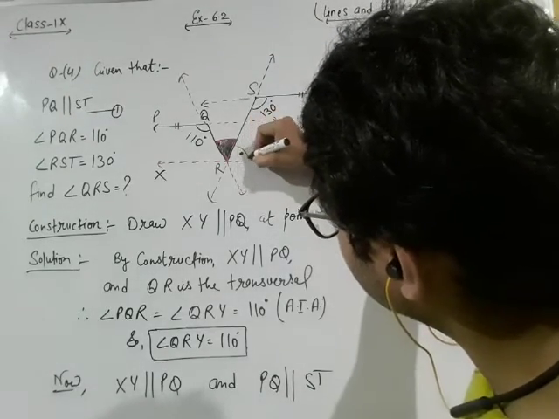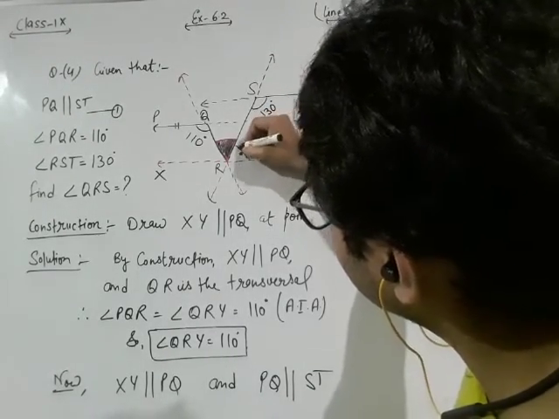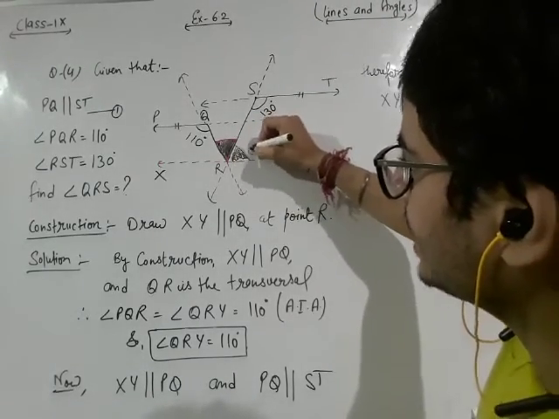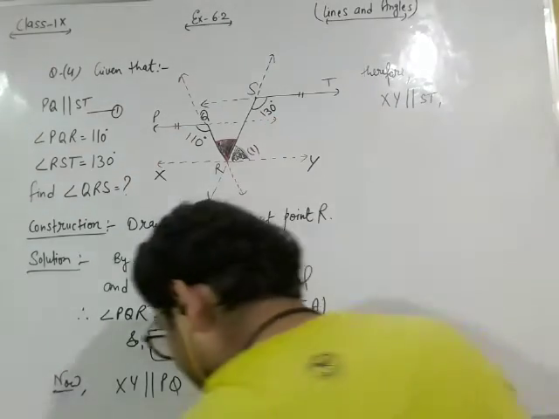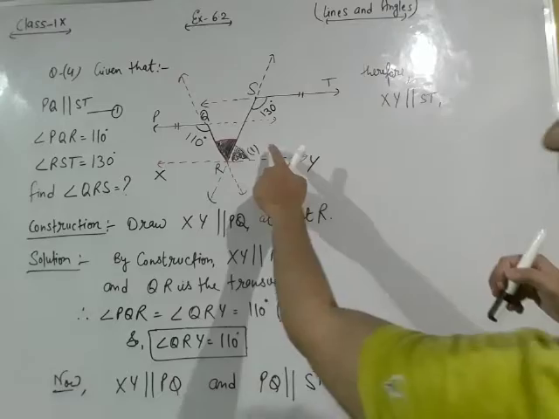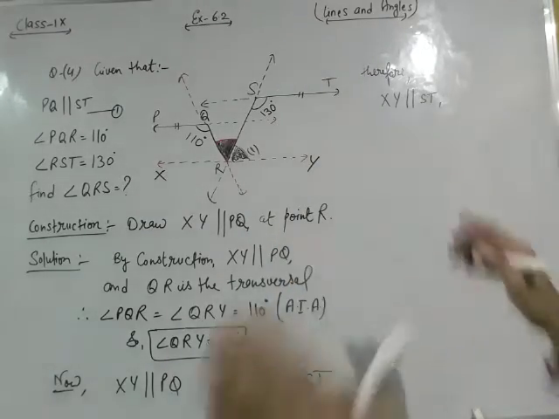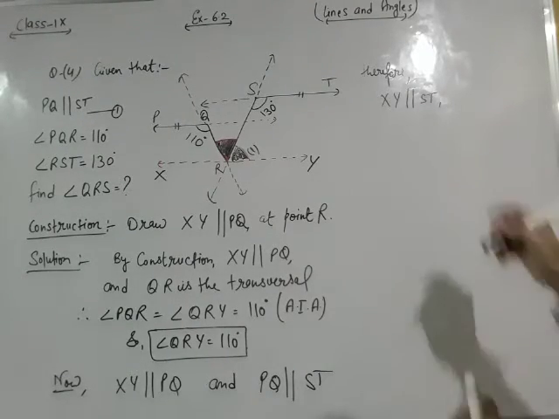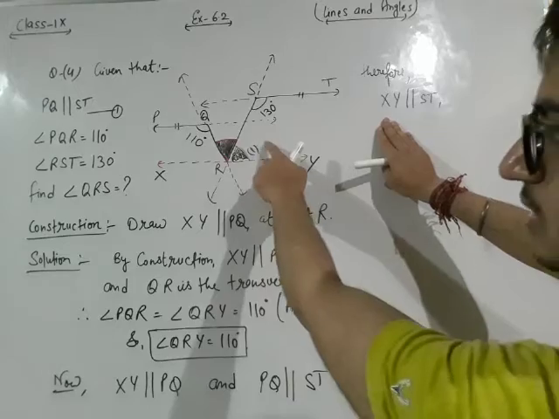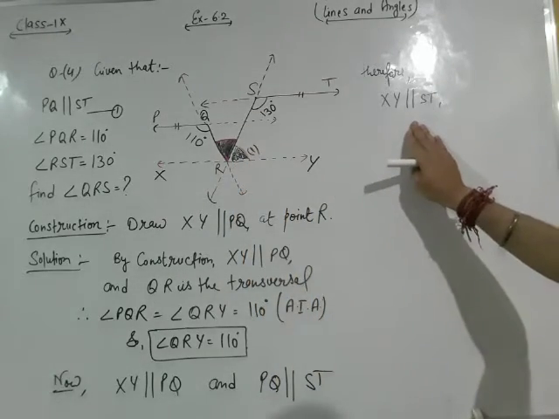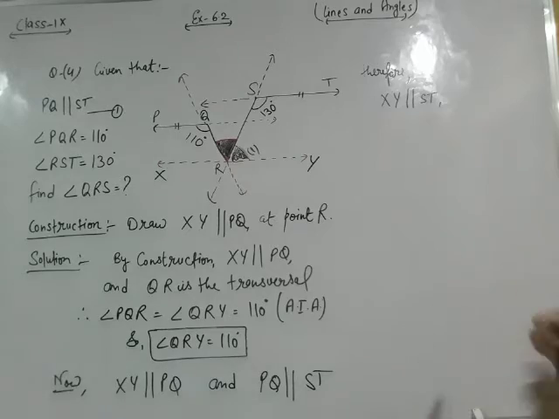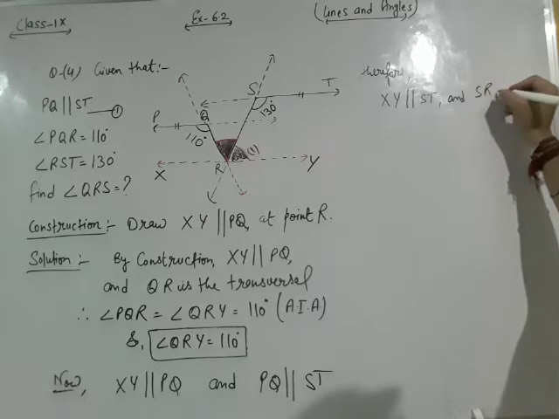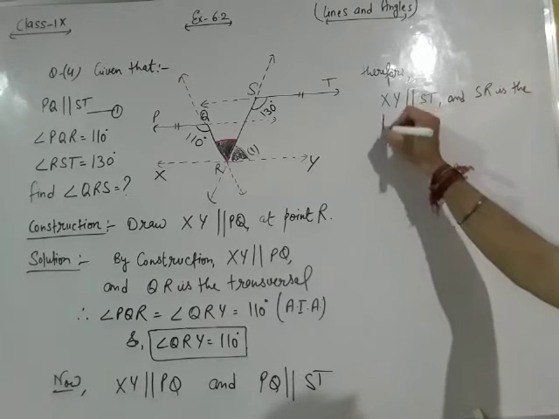Therefore, this angle, the angle which I am shading with the black color, I am writing it as angle 1, right? So this angle 1 and 130 form a pair of co-interior angles. Therefore, the sum of these two angles will be equal to 180 degrees. Now, this was the further process. So, XY is parallel to ST and SR is the transversal.